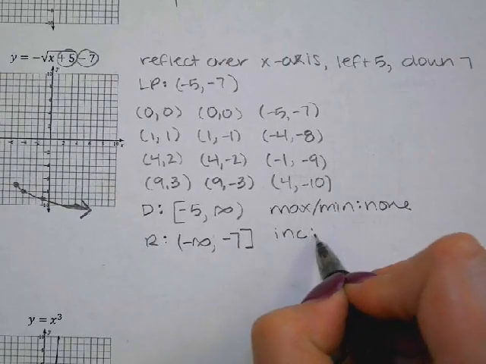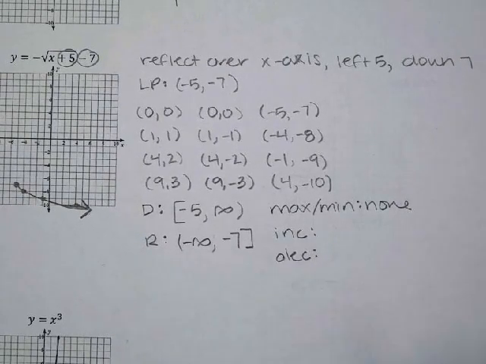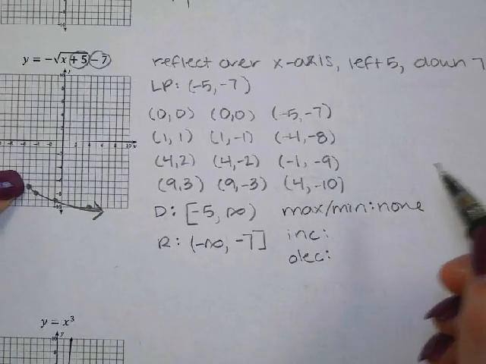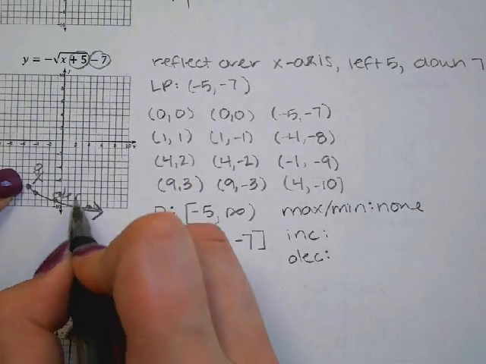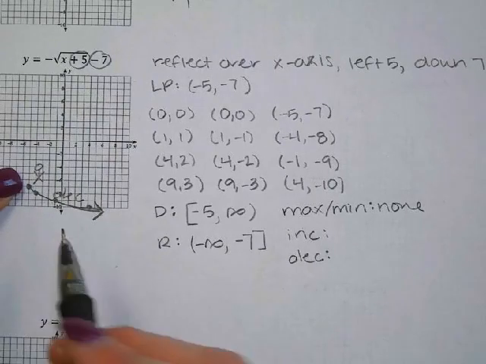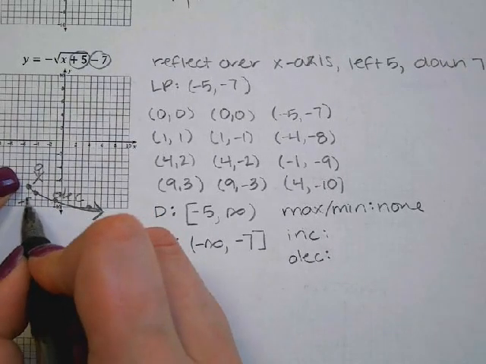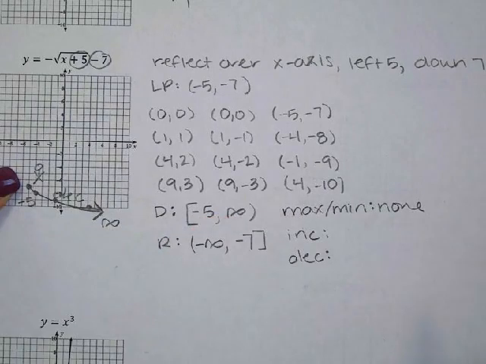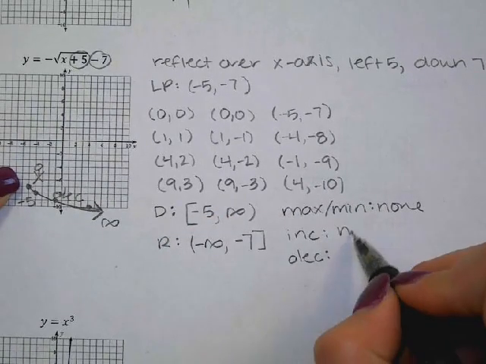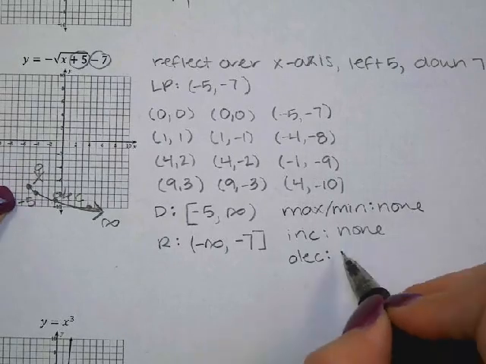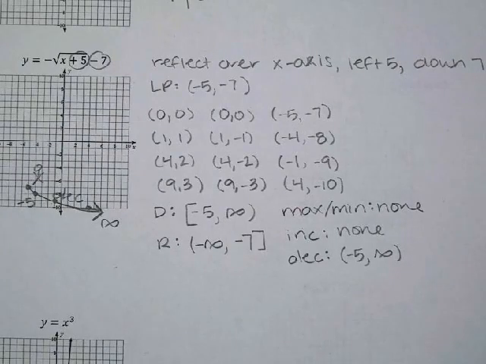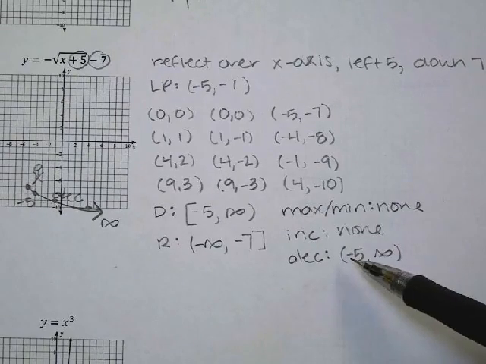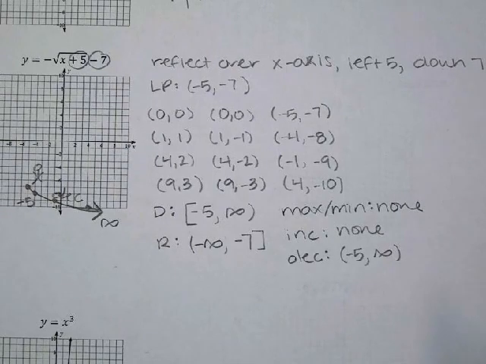For increasing and decreasing, a square root function is only going to do one or the other. It is not going to do both. So if I look at this, my stick figure is right here, and he would definitely be decreasing. That's kind of walking down a slope right there. And we have an x value here of -5 and an x value there of infinity. So for increasing, I'm going to say none. For decreasing, I'm going to say from -5 to infinity. Remember, with increasing and decreasing, we always just use parentheses. So I use my parentheses there.